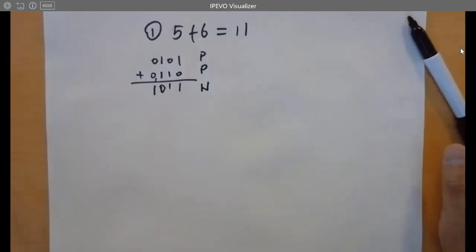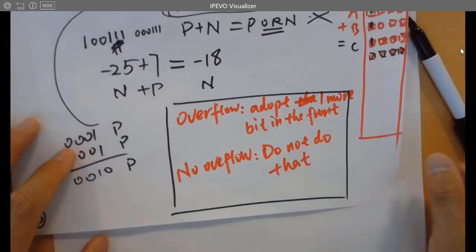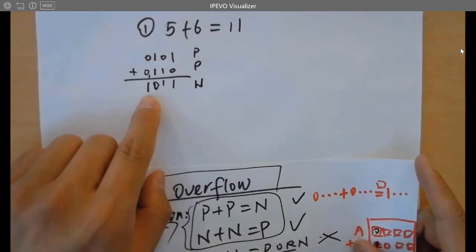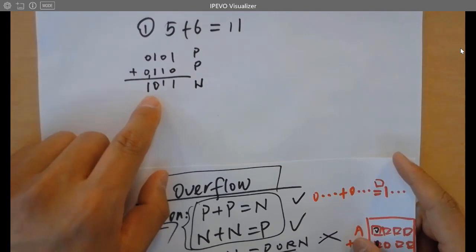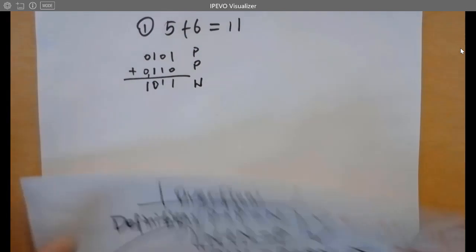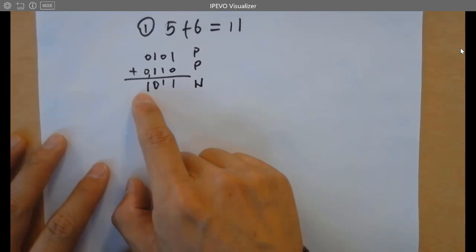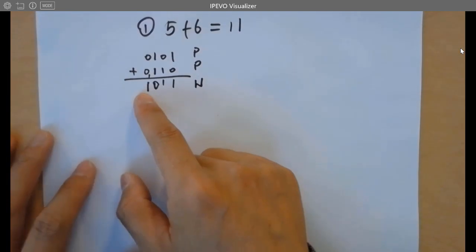So that's why the English here is hard to describe. To adopt the MSB, what is MSB? This guy, to adopt it. I already have it here, why? Right, so adopt one more bit in the front. What is one more bit?